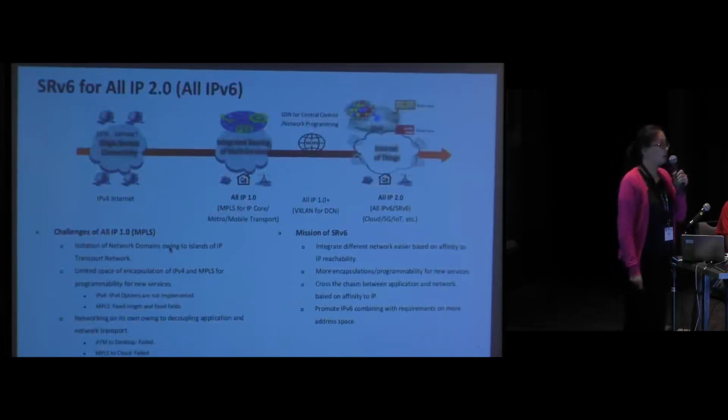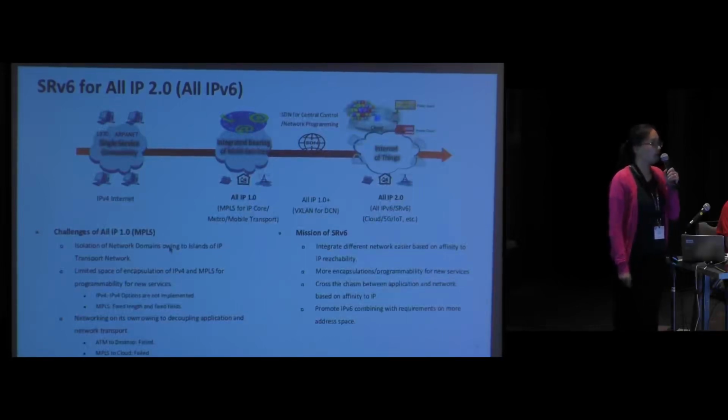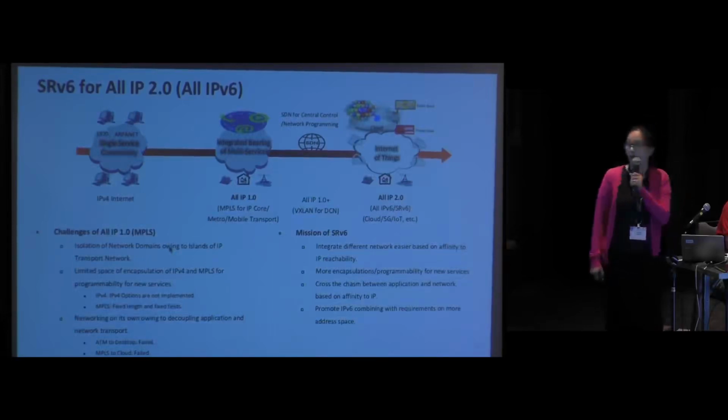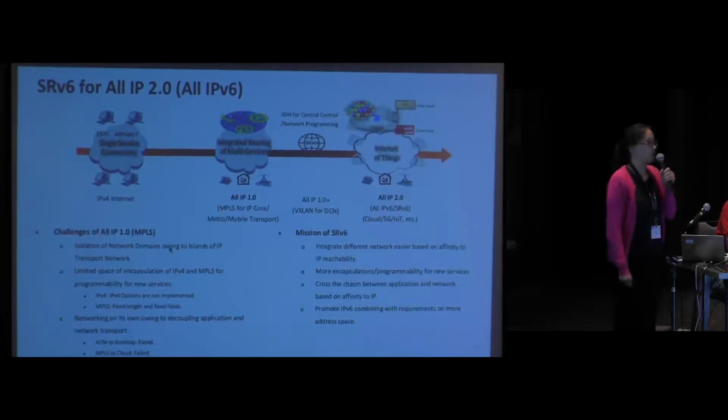As the internet evolves, we could say we have already experienced the first generation of IP, but there are still some challenges. For example, the isolated network islands, or the limited programmability, and most importantly, the network is still on its own, and the application and the network are isolated, decoupled. And now we have SRv6. We could say we are entering a new generation of IP, the second generation. And SRv6 has its own mission.